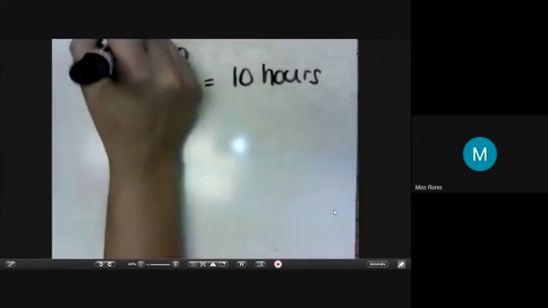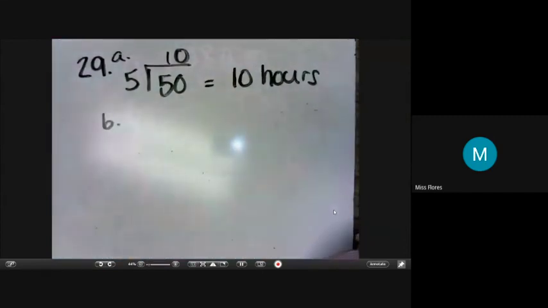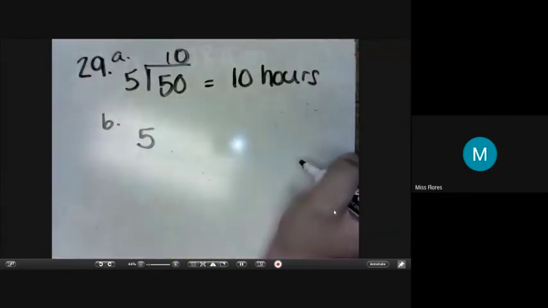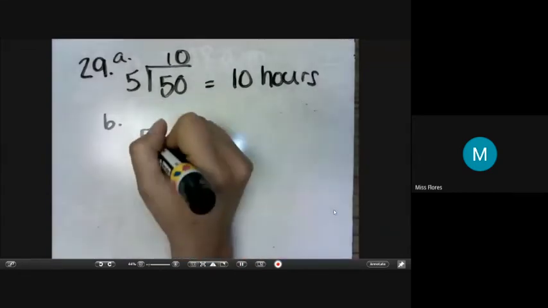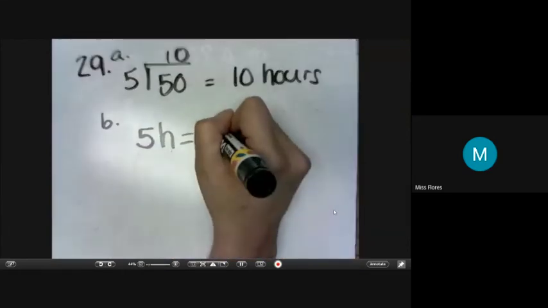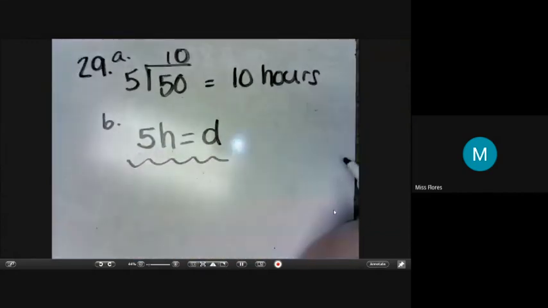So B says to write an equation to show the relationship between hours and dollars. If he earns $5, it doesn't matter how many hours he works, that's how we can see how many dollars he gets. So we're going to multiply 5 times H, which is our hours, and then we find out how many dollars. So our equation is 5 times H equals D.